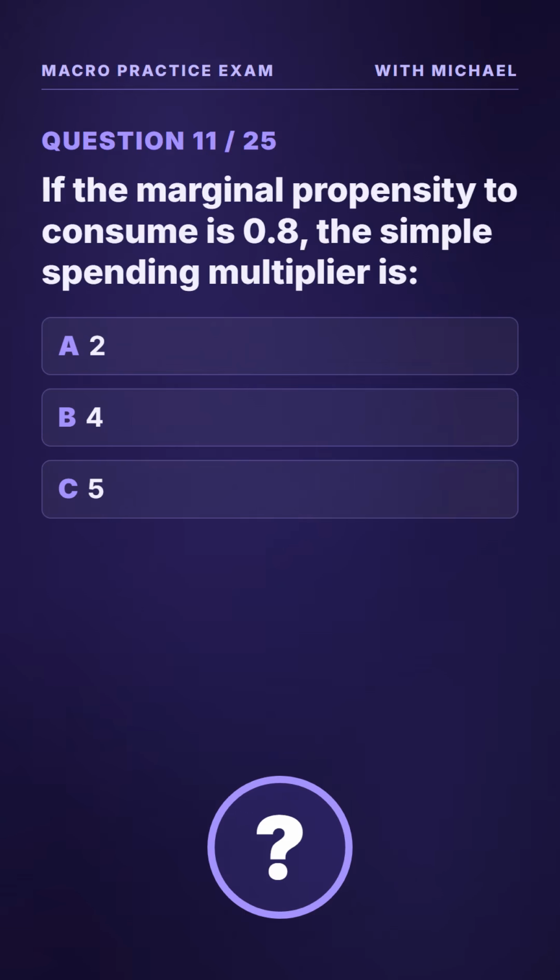Question 11. If the marginal propensity to consume is 0.8, the simple spending multiplier is A. 2, B. 4, C. 5.